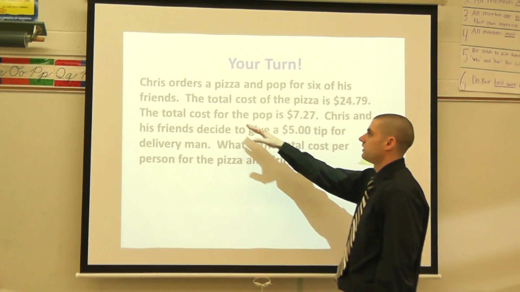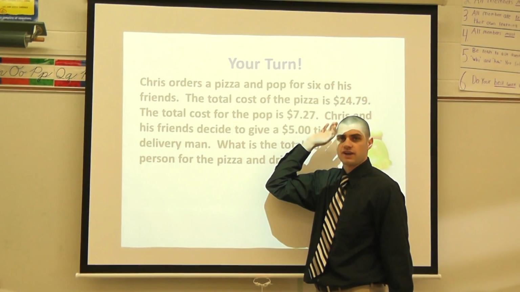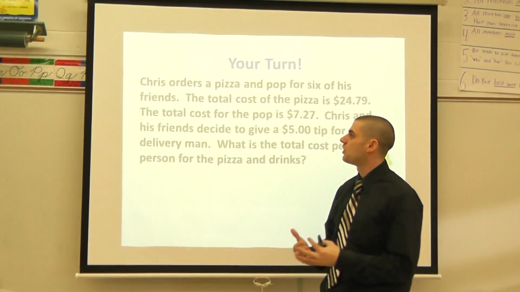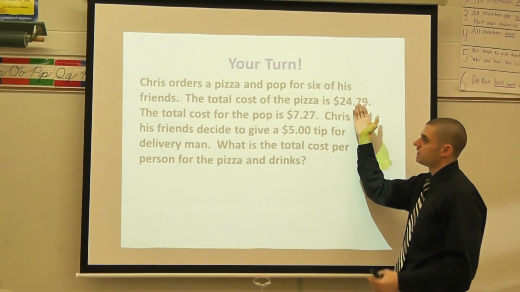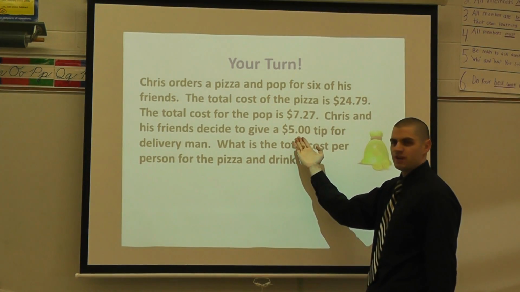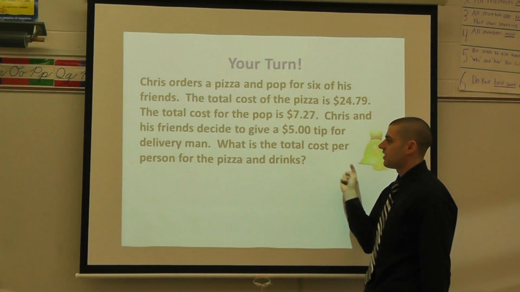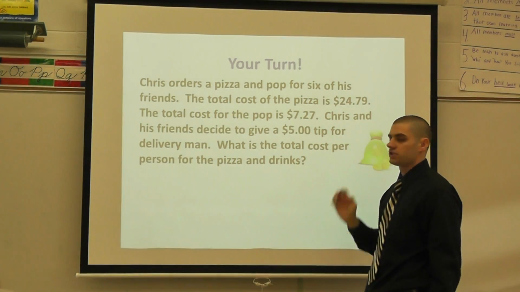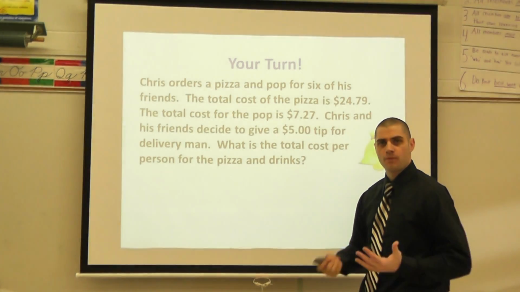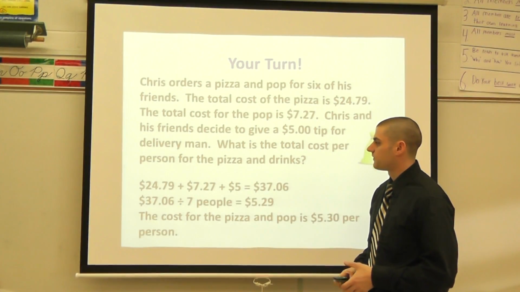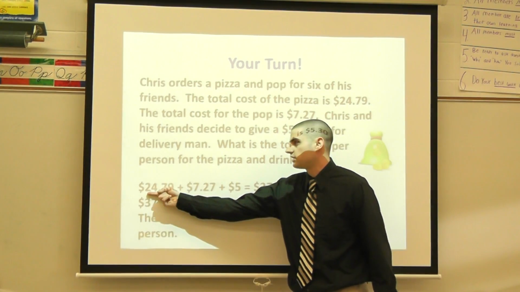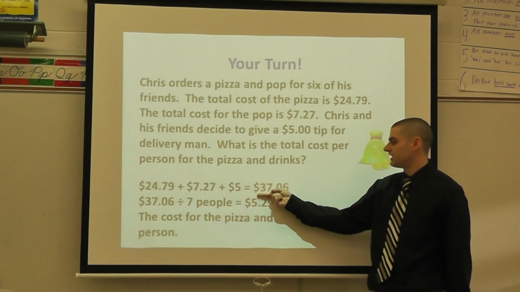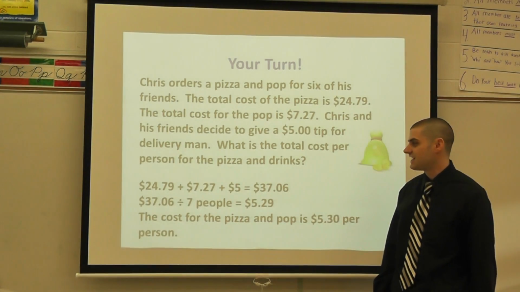Okay, so the main thing you want to look at here. I know that it's Chris and 6 of his friends getting pizza and pop. Well, that's Chris and then 6 of his friends. I know there's 7 people total. I know that I need to find the total cost of the pizza, the pop, and then I'm going to include the tip too. What am I trying to find out? I'm trying to find out what the total cost per person is for pizza and drinks. So let's think about some operations that we can use to figure this out. I know that if I'm finding total, I'm going to use addition. So I'm going to add the price of the pizza, plus the price of the pop, plus the $5 tip. That's going to give me a total of $37.06.